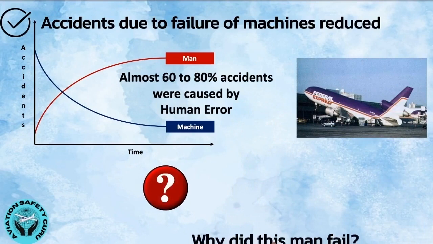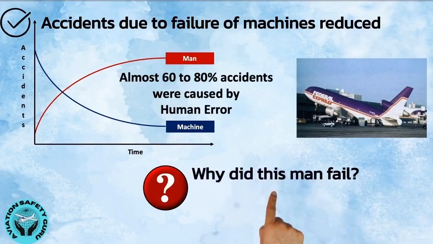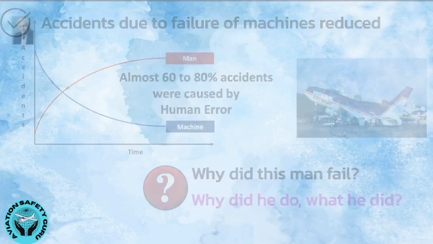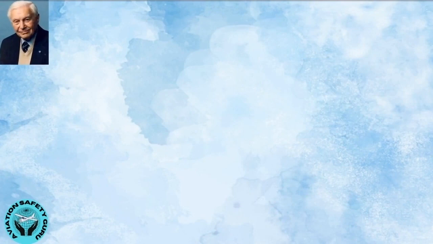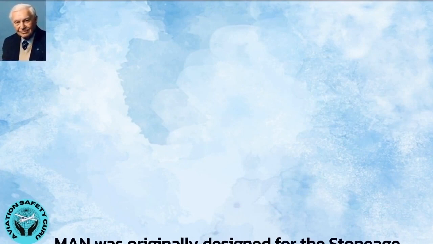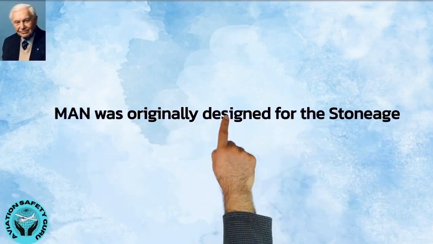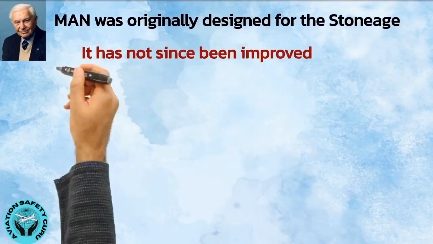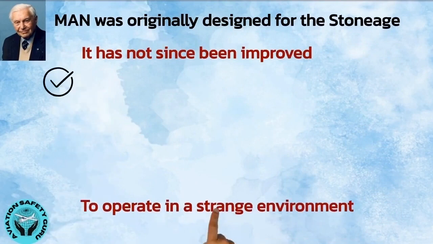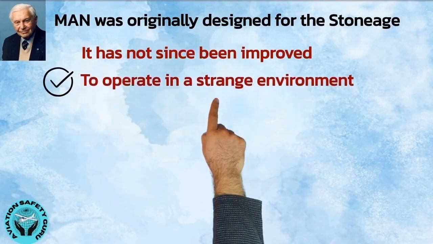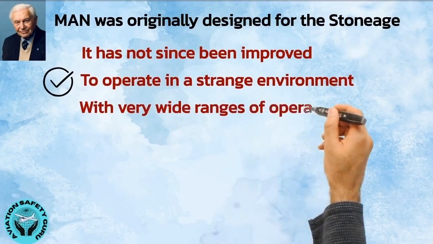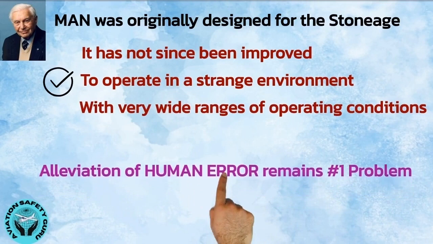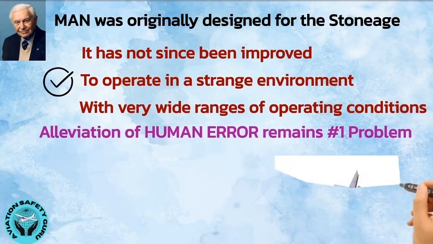But the question is, why did this man fail? And why did he do what he did? Jerome Lederer, founder of Flight Safety Foundation, answered by saying that man was originally designed for the Stone Age. It has not since been improved. The problem is that he is asked to operate in a strange environment, with very wide ranges of operating conditions. Therefore, alleviation of human error remains number one problem facing aerospace safety.